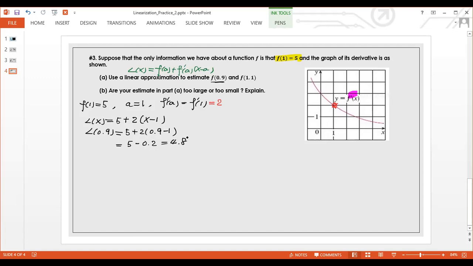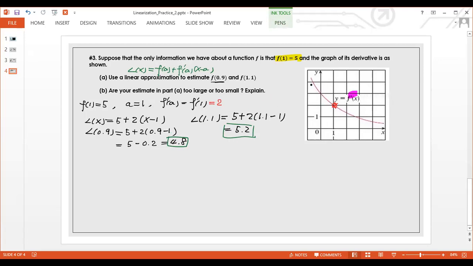Cool. All right. And then the next one here, I'm going to use 1.1, right? Try to do the estimation. So 5 plus 2 times 1.1 minus 1. So this is 5.2. All right, so the first part is not too difficult.